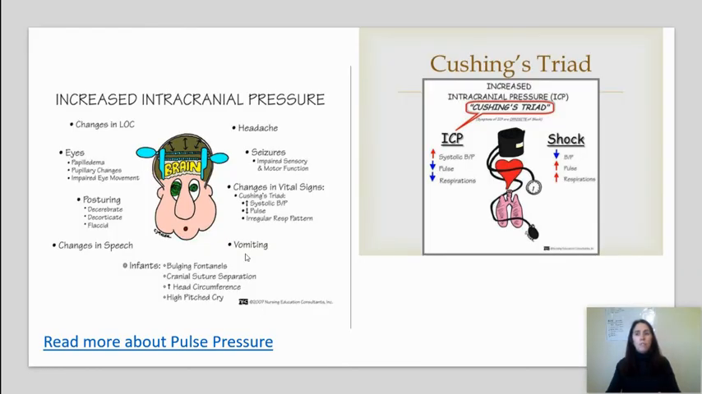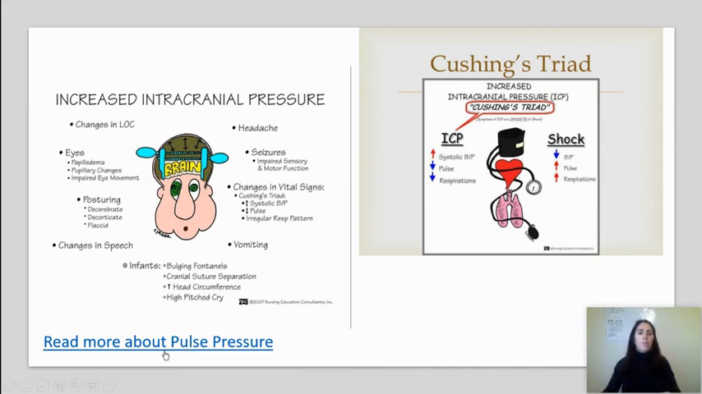So here's a little reminder of intracranial pressure. I have a link here. If you go to the static version, that can tell you a little bit more about the pulse pressure. As you know, some of you spoke with me about that when we did our abdominal system. So learn a little bit more about that.